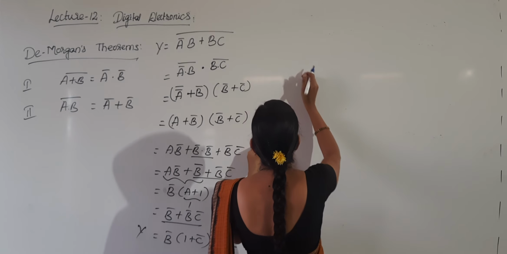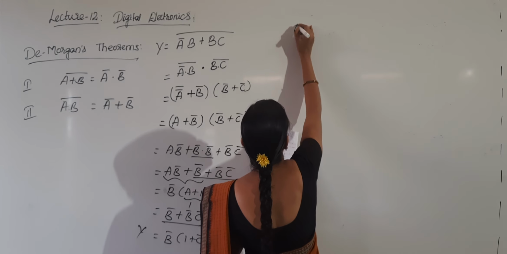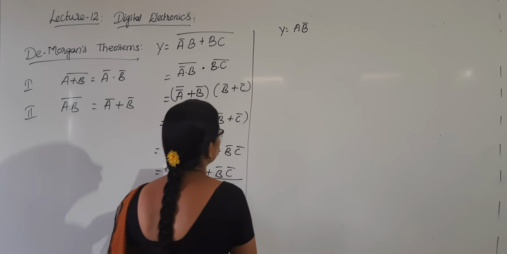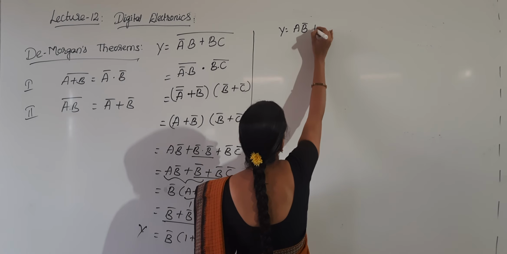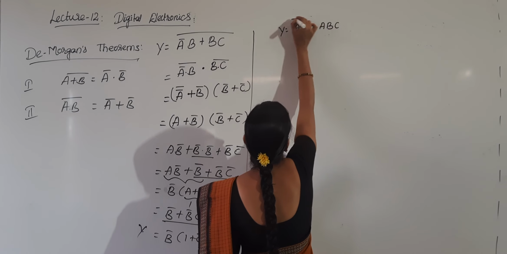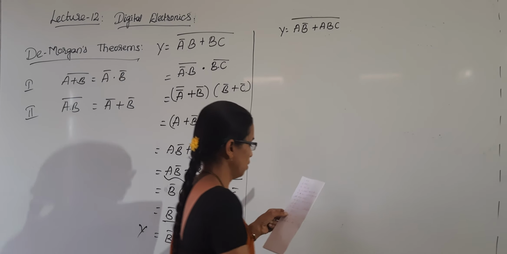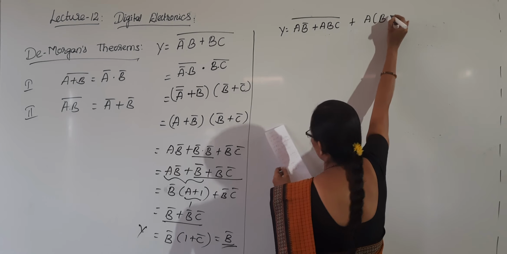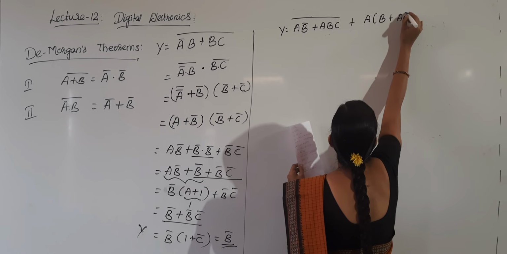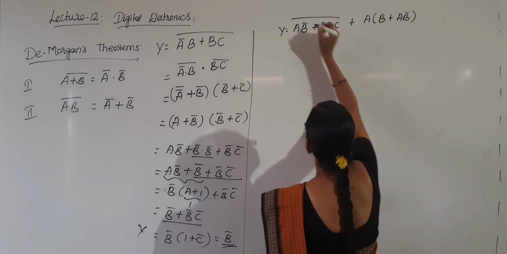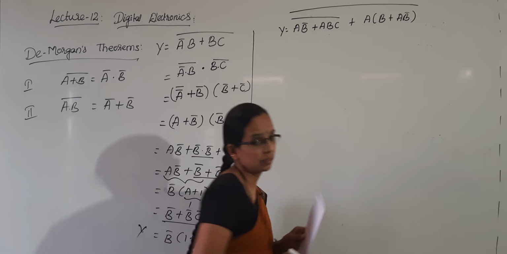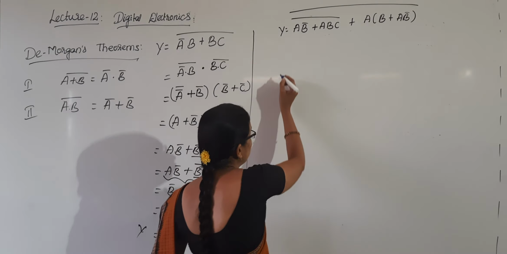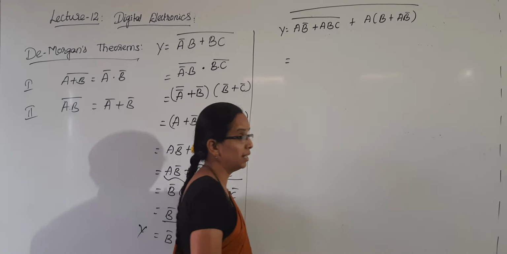Next one, Y is equal to A·B̄ plus (A·B·C)‾ whole bar plus A into (B plus A·B̄) whole bar. This looks a little complicated, but no problem, we can do it easily.